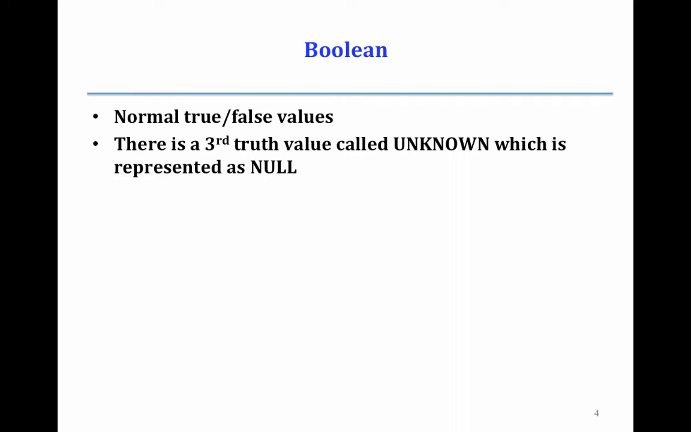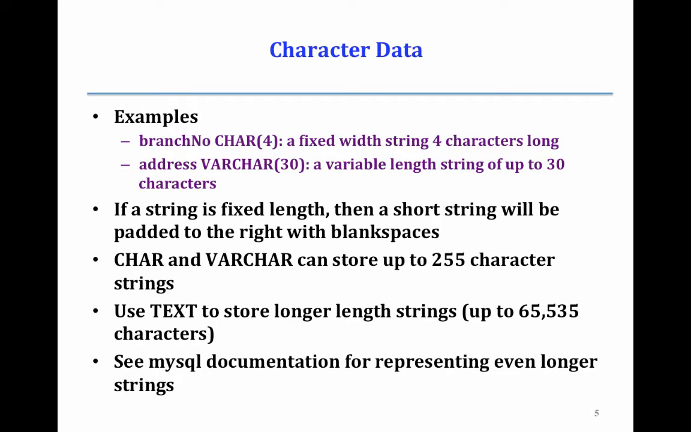Another thing, for Boolean there is a third truth value called unknown, which you represent as null. Remember, null in general represents an unknown value, so there is actually a third truth value for Boolean. For character data, remember I said that you can either specify a fixed length field, which is char, or you can specify a varying length field, which is a varchar.